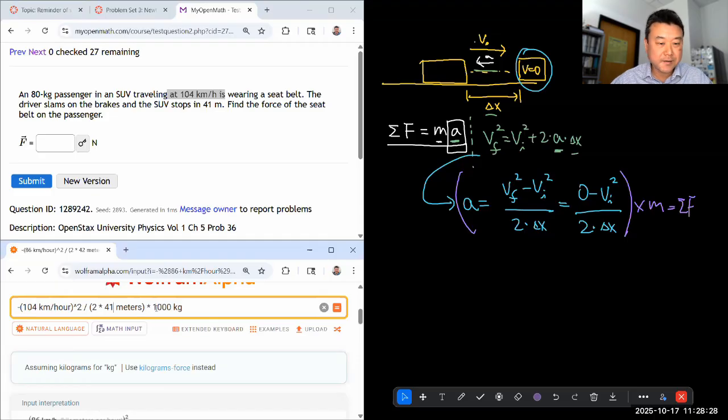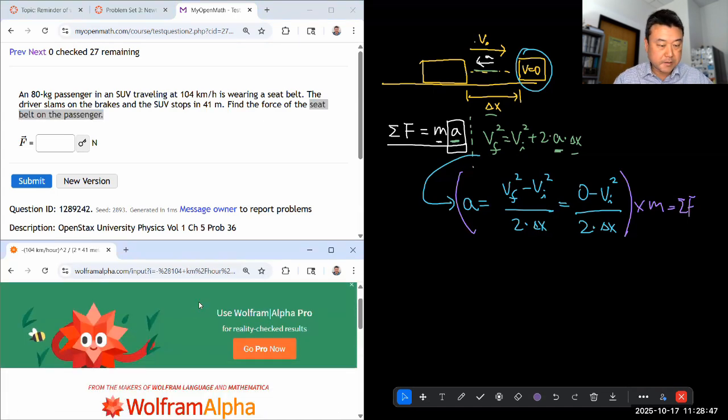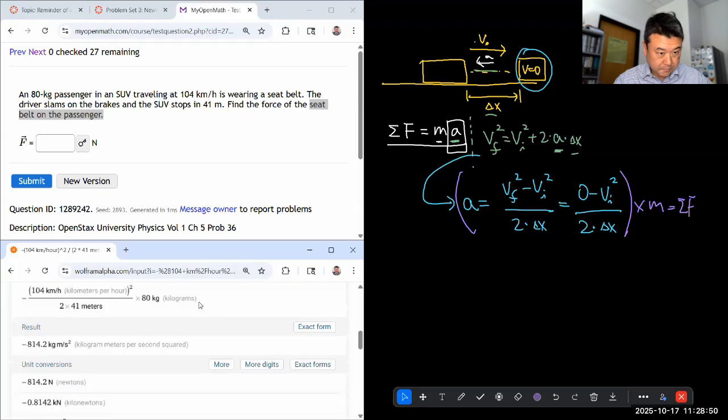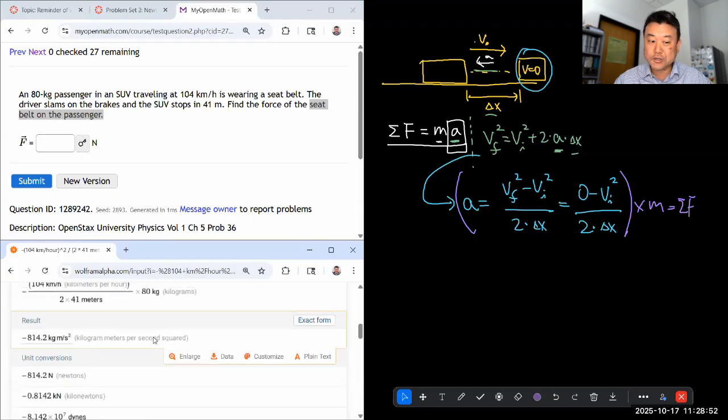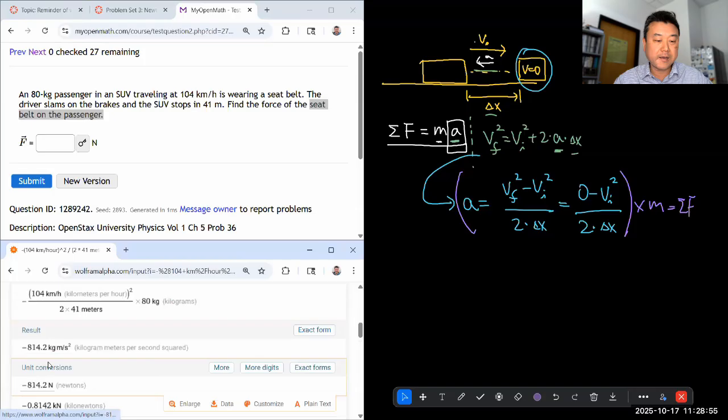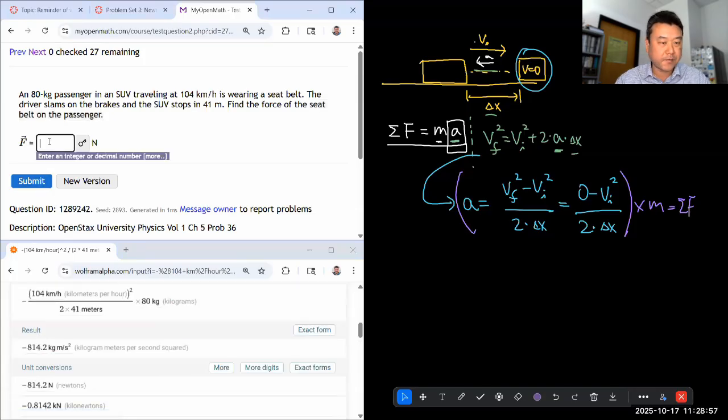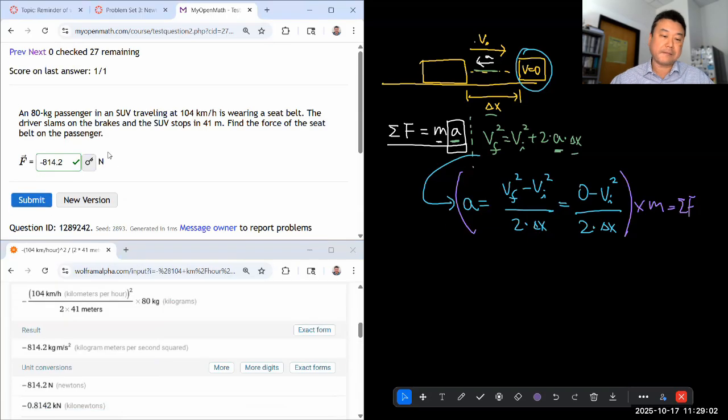That's incorrect. The mass is 80 kilograms. So, the force of the seatbelt on the passenger. Yeah, I think that should be right. So we are assuming the seatbelt is the main thing exerting the backward force on the passenger. Under that assumption, the answer ought to be, and I'm going to assume it wants a minus sign, minus 814. Let me keep all four sig figs. Minus 814.2 newtons. Probably. Yeah, good.